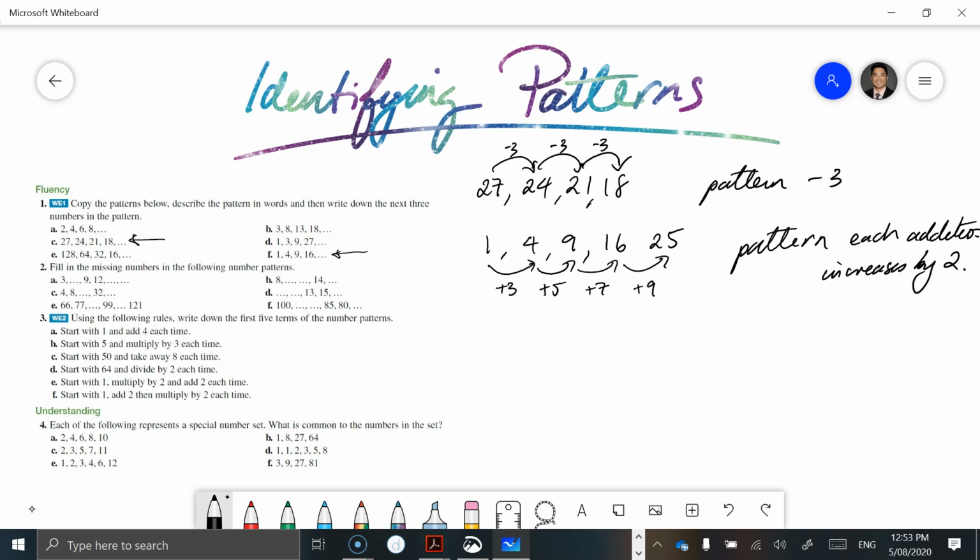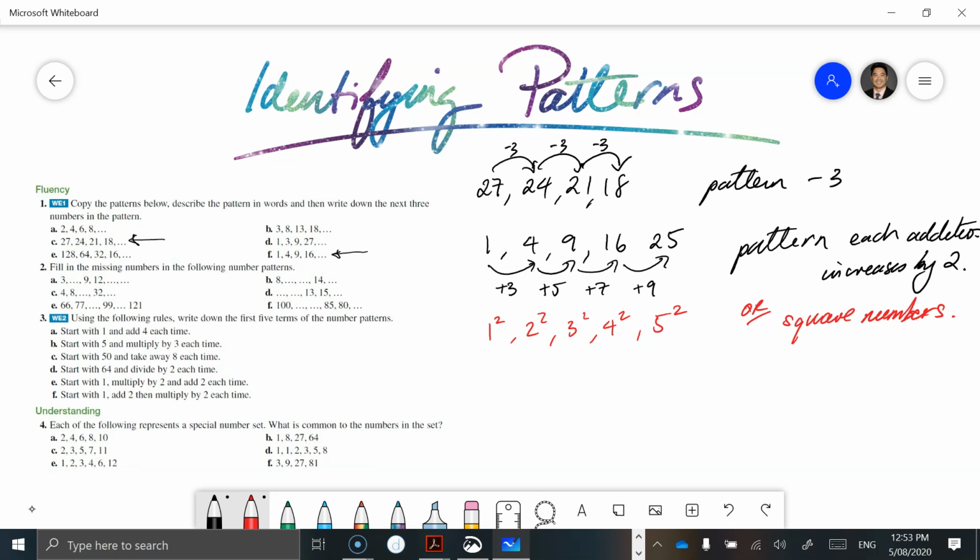Alternatively, if you know your timetables well, we can see that that's 1 squared, 2 squared, 3 squared, 4 squared, and so the next number should be 5 squared, because 1 times 1 is 1, 2 times 2 is 4, 3 times 3 is 9, 4 times 4 is 16, so we would want 5 times 5. So we could say that it's using squared numbers.